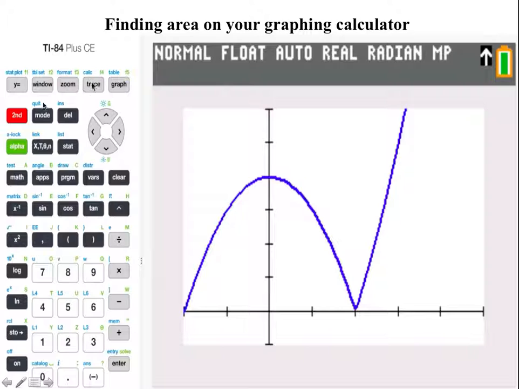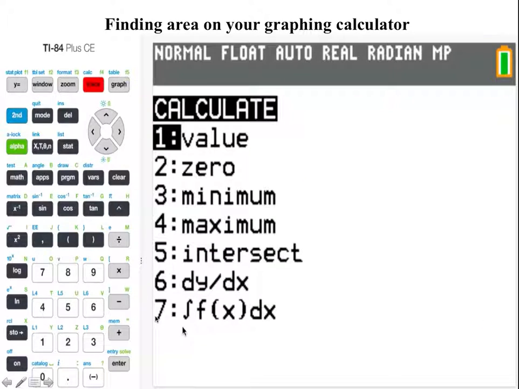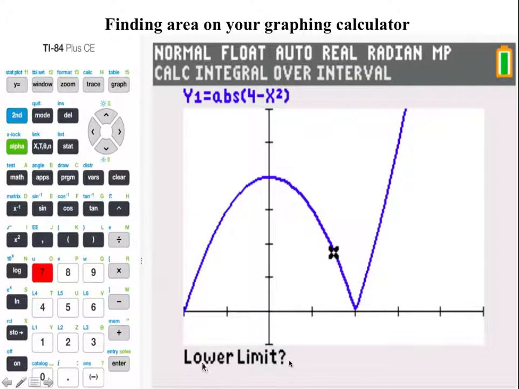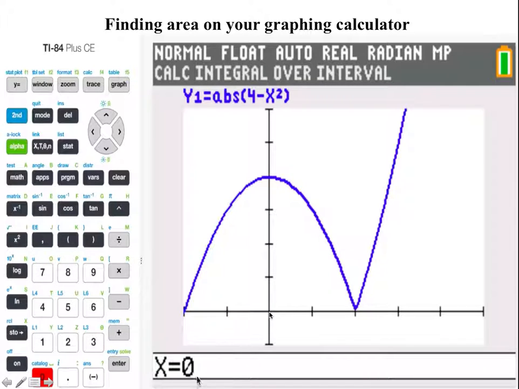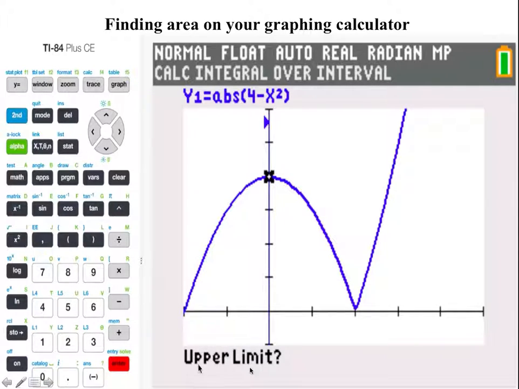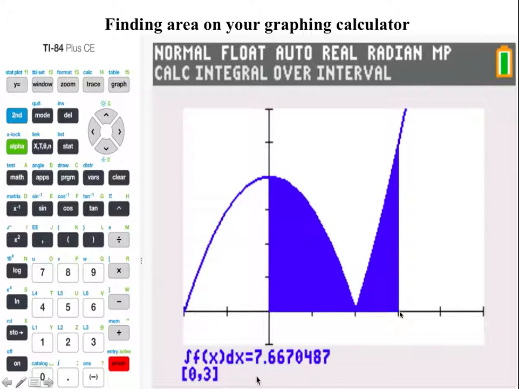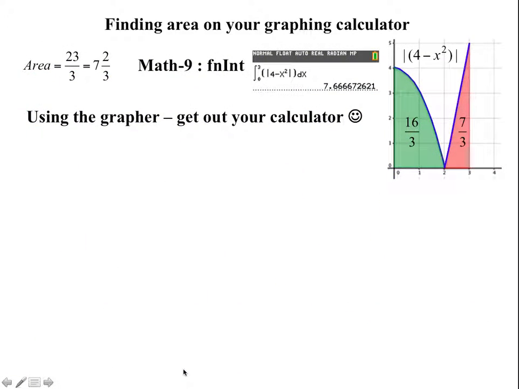And we can accomplish that by doing second calc. And down here at the bottom is an integration function. And so my lower limit is going to be my 0. Okay. My x equals 0. That's my lower limit. My upper limit is going to be my x equals 3. So x equals 3, and then it's going to color in everything from 0 to 3. And here's my answer. So again, it approximates it like the fnInt function did. We have to recognize that as 7 2/3.